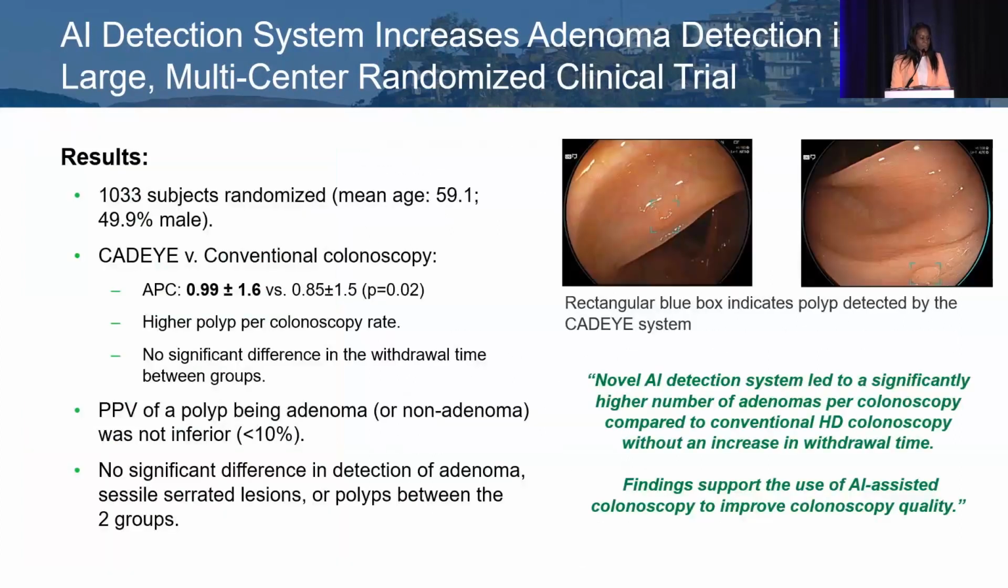They were able to randomize over 1,000 patients to either getting a colonoscopy with a CADe or a conventional colonoscopy. And as you can see bolded here, the polypectomy rate was actually higher for the patients who had the AI detection system during the colonoscopy. And there was no difference in the withdrawal time, so it didn't lengthen the procedures. They were able to conclude from the study as well that there was no significant difference in the detection of adenomas, sessile serrated lesions, or polyps between the two groups.